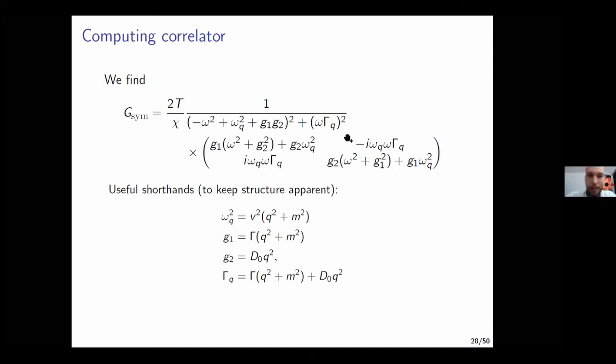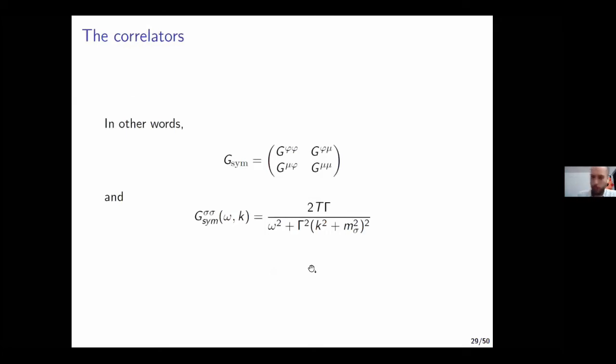This is done analytically with these shorthands, but that's not very important for the purposes of this talk. Instead, just to give a snapshot of what we compute, we have a phi correlator, a phi mu correlator, a mu phi, and a mu mu. So phase and chemical potential. We'll also have a separate propagator for the amplitude, so for the sigma, with this sigma screening mass appearing here.